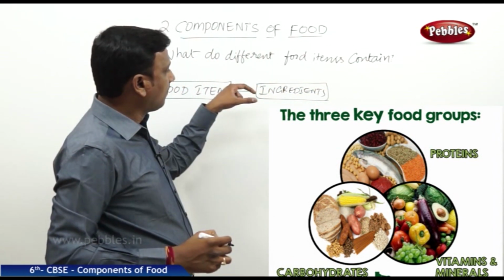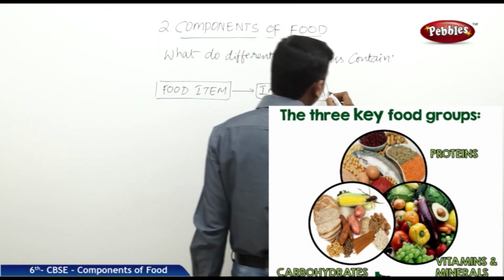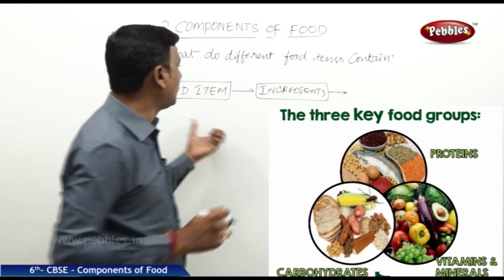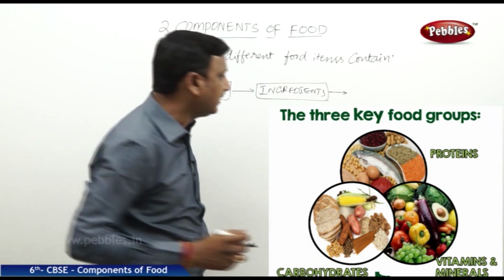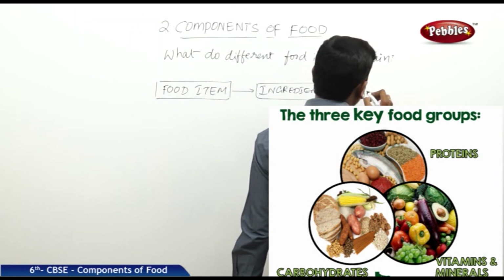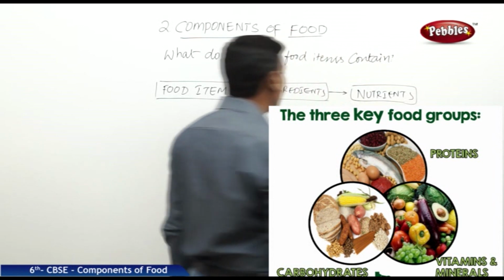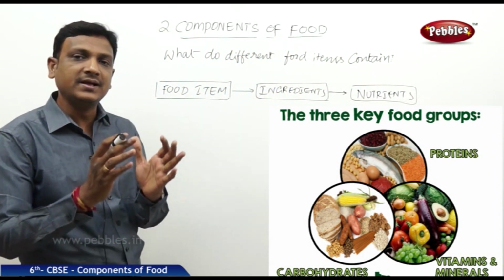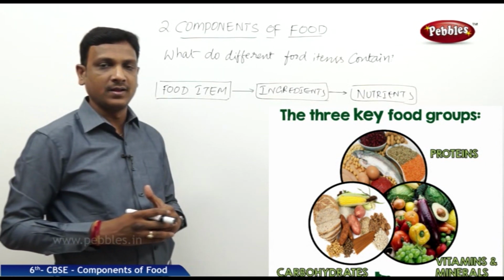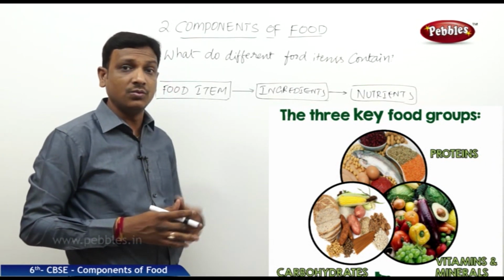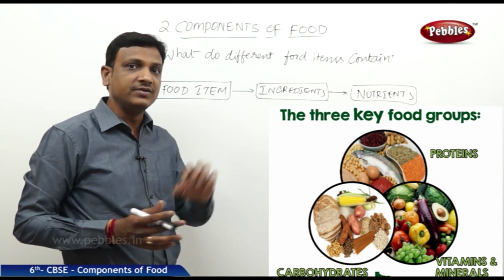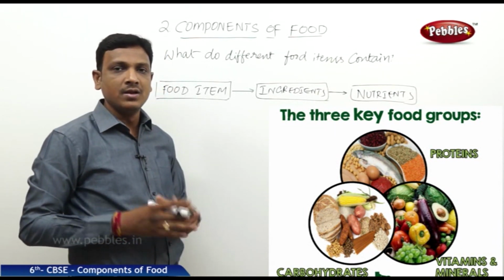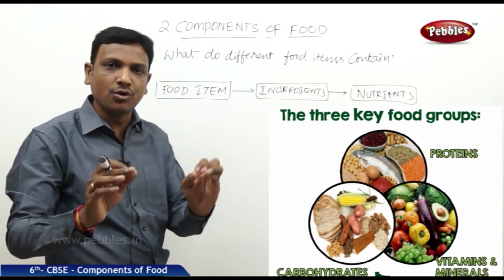So by what are these ingredients made? Food item is made out of ingredients. The ingredients contain some components called nutrients. So let us see the relation here. We use some ingredients to make a food item. How do we choose the ingredients? We choose the ingredients which have nutrients. We don't choose the ingredients which do not have any nutrients.